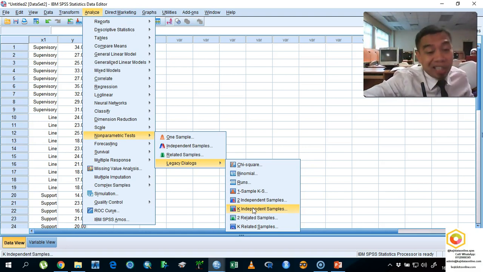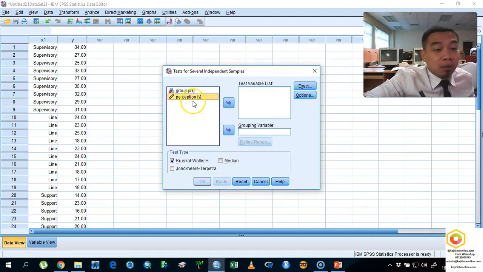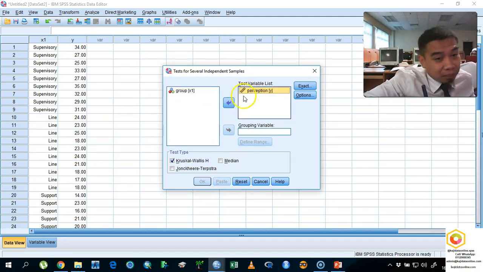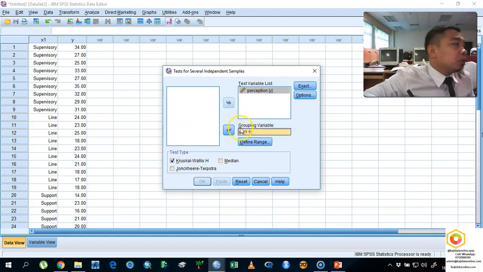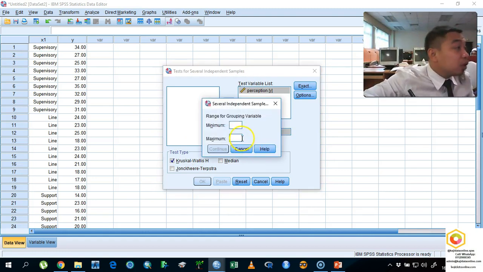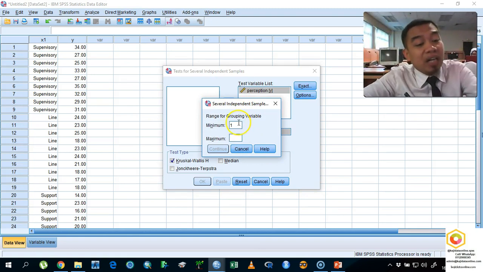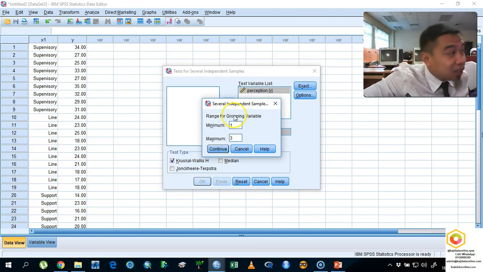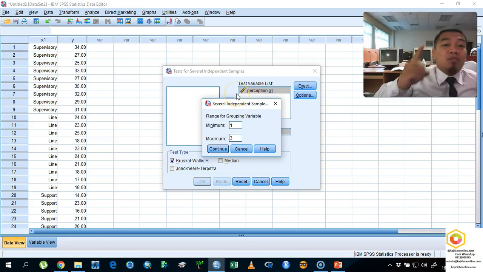due to a certain violation. Then you put the same thing: in the test variable list you put the perception score, and X1 you put inside the grouping variable. Then the computer will ask you, what is the defined range? You know already, my range is between 1 until 3. Why? Because I put the number 1 for supervisory, number 2 for line, number 3 for support.